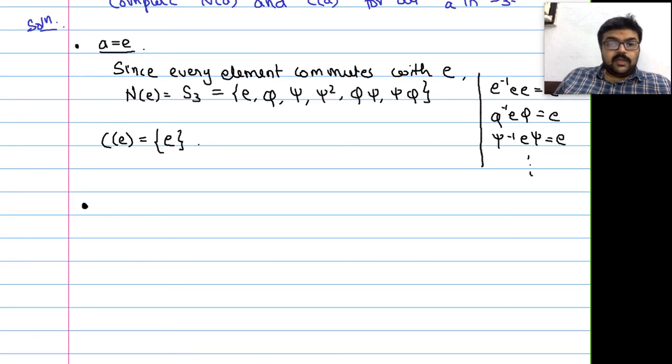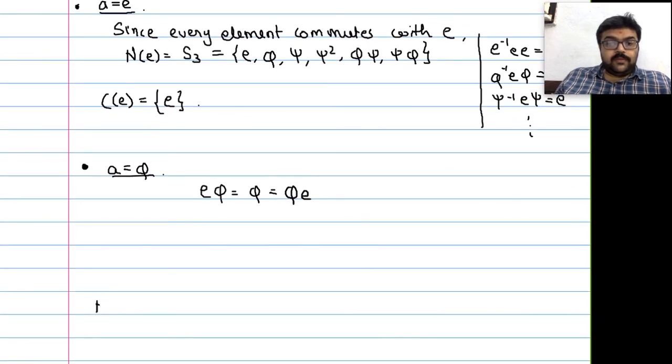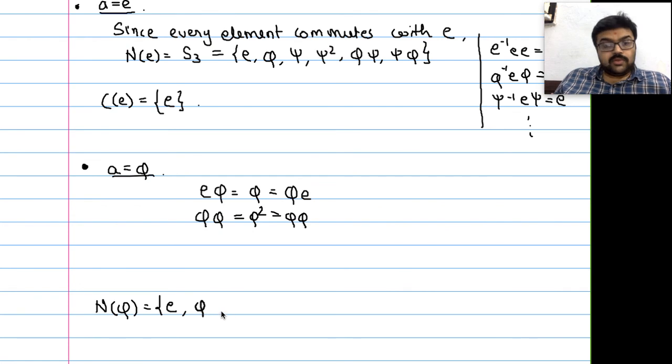Now let me consider the second element, a equals phi, and we compute N of phi. So how many elements commute with phi? That will give us N of phi. So let me write. e phi equals phi e, so identity is in N of phi, since N of a is a subgroup and the identity is always there. Now what about phi? Phi commutes with phi, they can interchange, right? So phi is also there. Every element commutes with itself. So the two elements are always there.